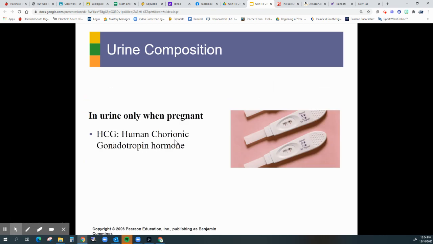Other things that can be found in urine, we talked a little bit about this in the reproductive chapter. HCG, the human chorionic gonadotropin hormone, is the one secreted by the developing fetus as well as the placenta. If we find that in urine, the person is most likely pregnant.